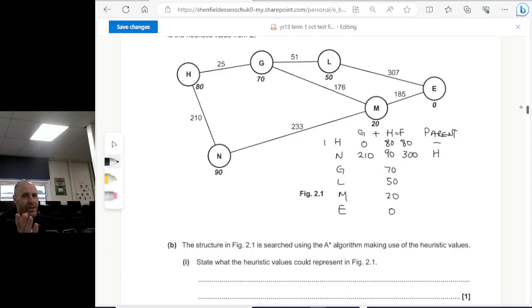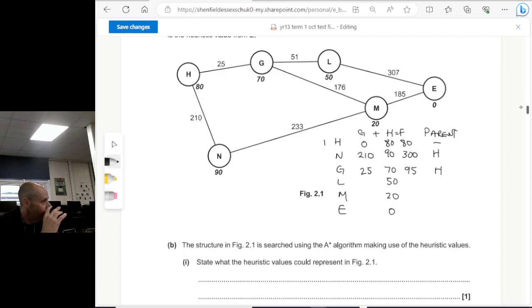Right, the other neighbour is G. So G is 25 from H. It hasn't cost us anything so far, so the cost to get to G should be 25. But the full cost is 25 plus 70. Even with those numbers, I could easily mess this up, so be careful about it. That gives me a full cost of 95. My parent is H. Right, that's the end of that iteration of the A star algorithm.